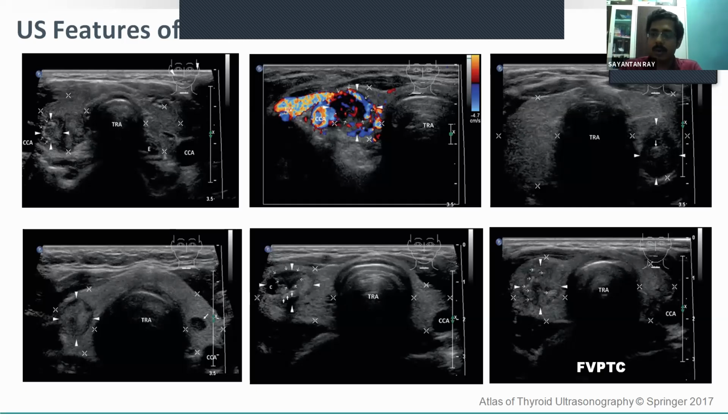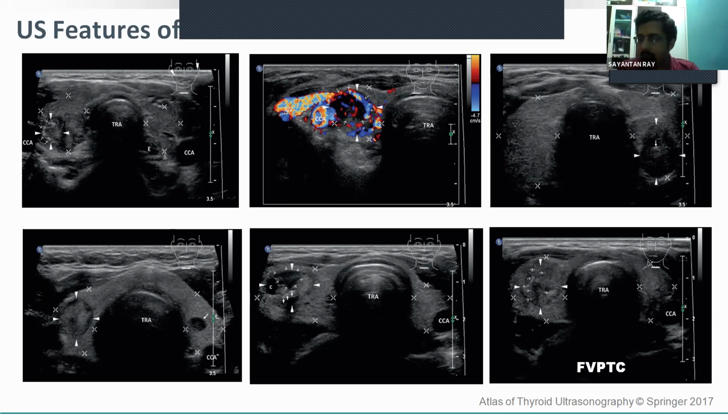Now, for a recapitulation of classical pictures of PTC on ultrasonography. To begin with, on the upper left panel, you can see here peripheral arc of microcalcifications. These are tiny punctate echogenic foci of 1 millimeter or less, may be present without a posterior shadowing. The second one is color flow Doppler ultrasonography, showing peripheral vascularity and also increased intranodular vascularity in the hypoechoic area.